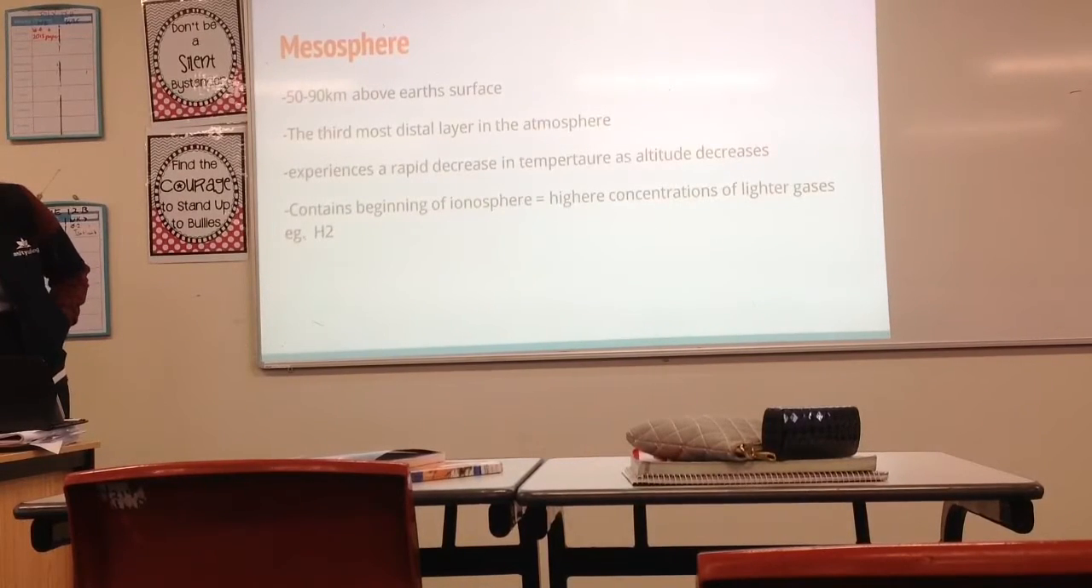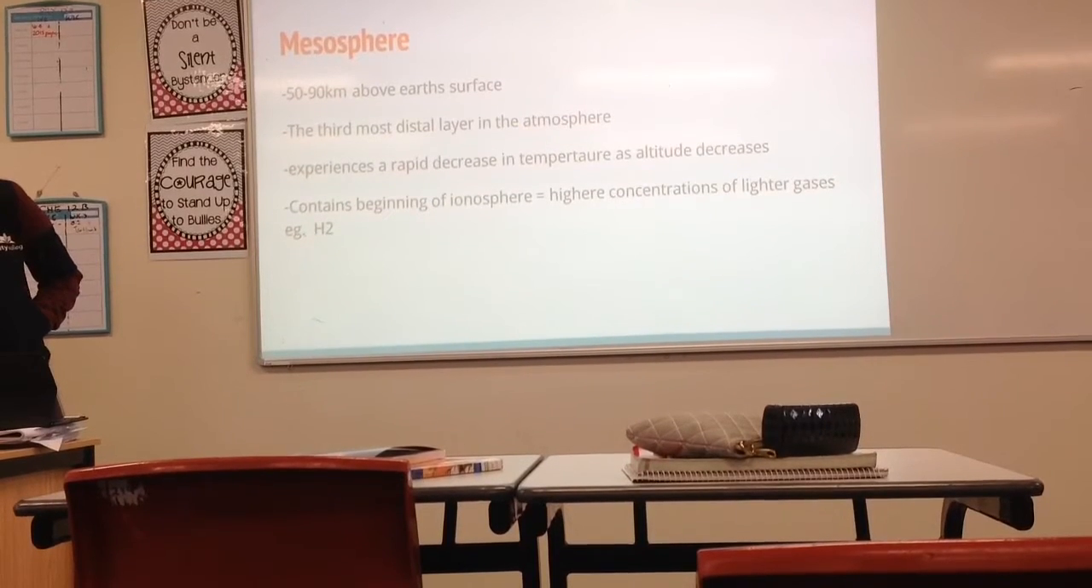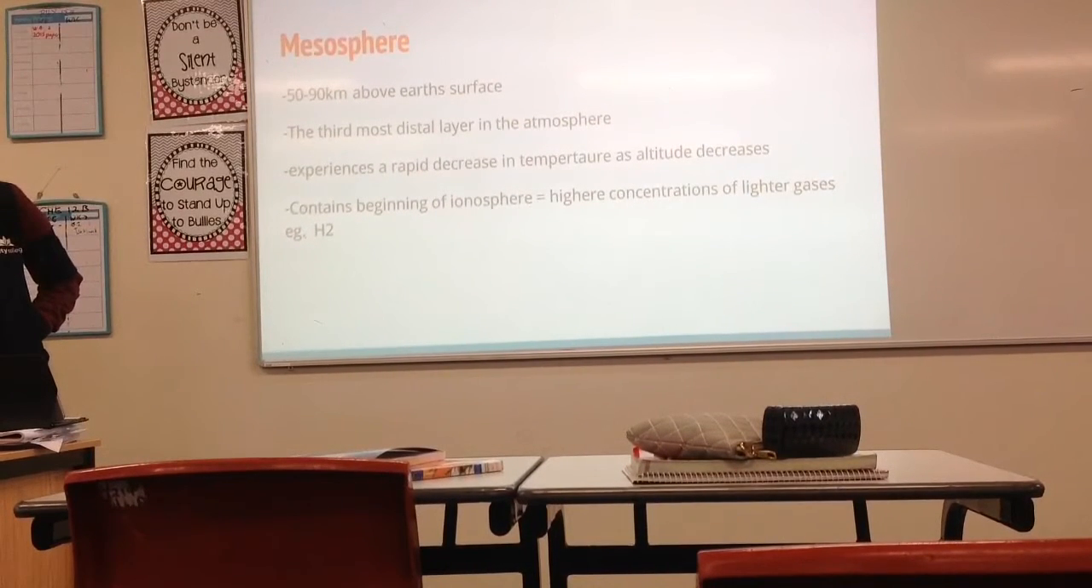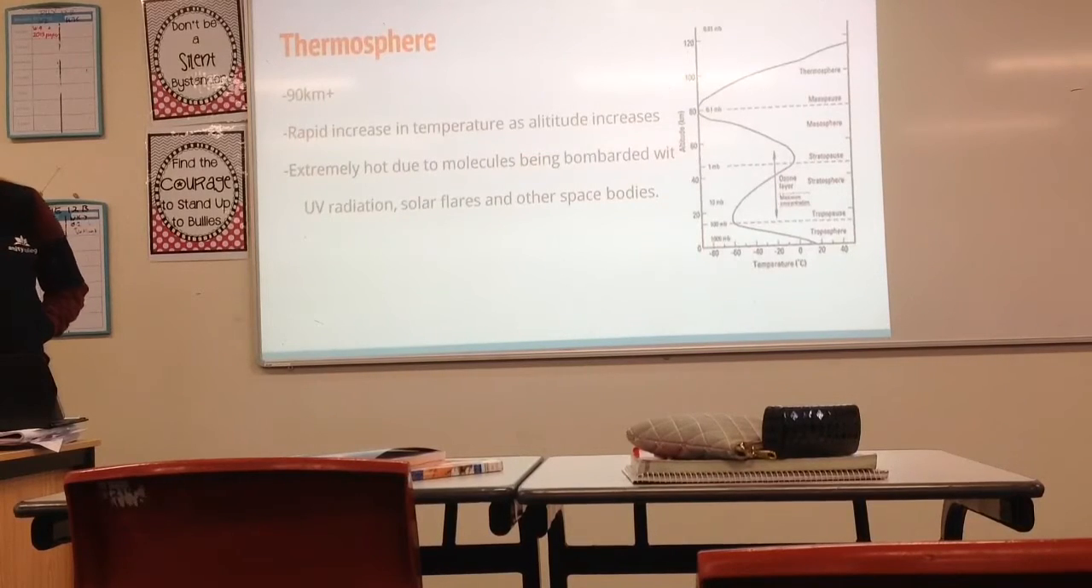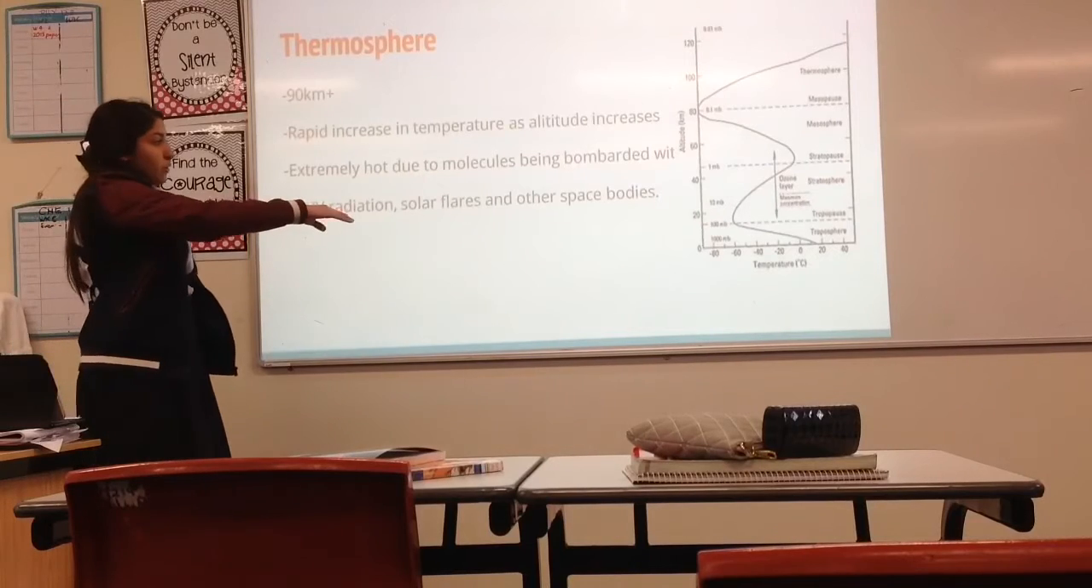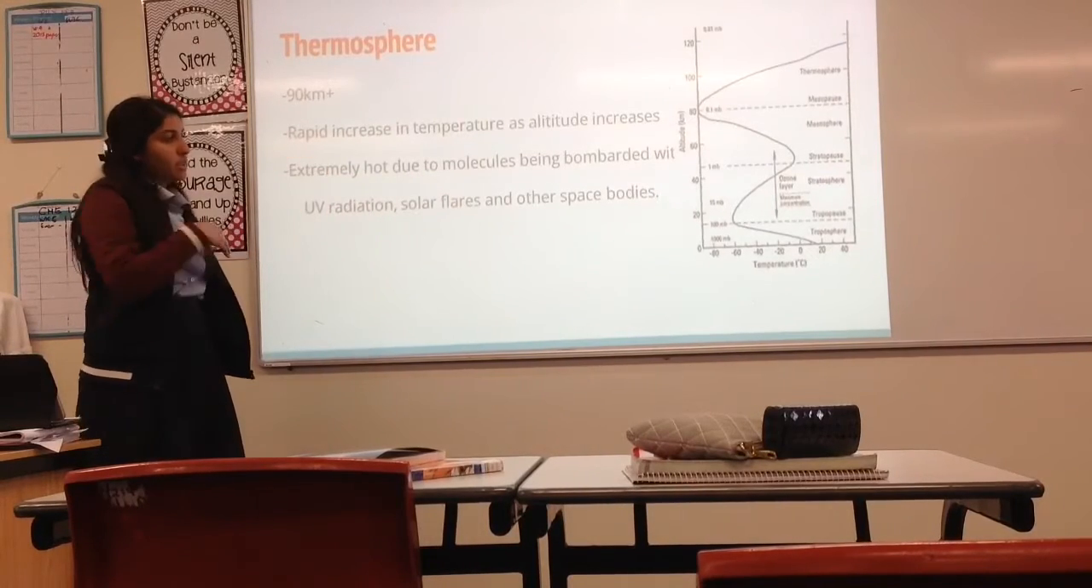Then there's the mesosphere, which is 50 to 90 kilometers above Earth's surface and experiences a rapid decrease in temperature as altitude increases. It contains the beginning of the ionosphere and has higher concentrations of lighter gases. Then there is the thermosphere, which is 90 kilometers and above. It has a rapid increase in temperature as altitude increases, and it's extremely hot due to molecules being bombarded with UV radiation, solar flares, and other space bodies. This graph shows where the layers are and the temperatures.